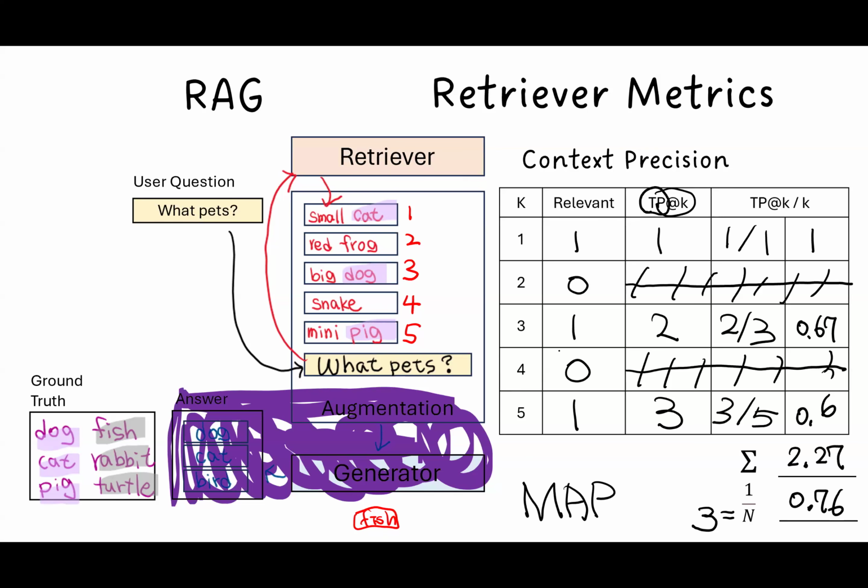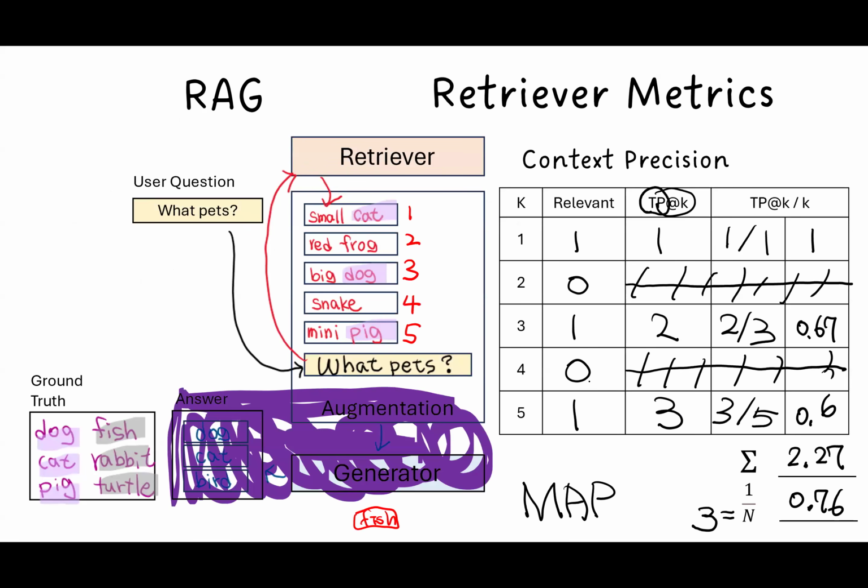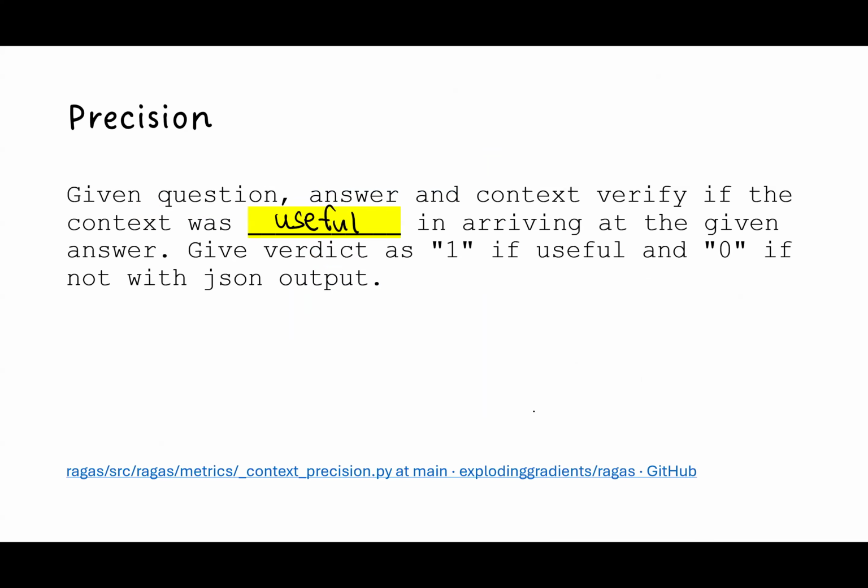And again, let's look at how exactly it's implemented in RAGAS. For the precision, they write the system prompt saying: given a question, answer, and context, verify if the context was useful in arriving at the given answer. Give verdict as 1 if useful and 0 if not, with JSON output. So going through the equation, it matches what I was doing by hand: 1, 0, 1, 0, 1. That's why we have that. We need this statement: if useful, 1, not useful, 0.